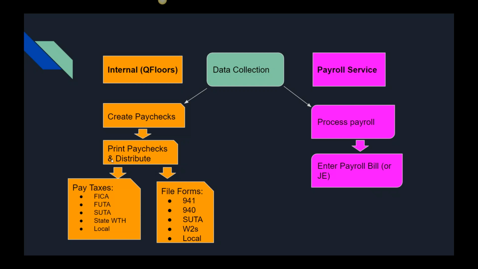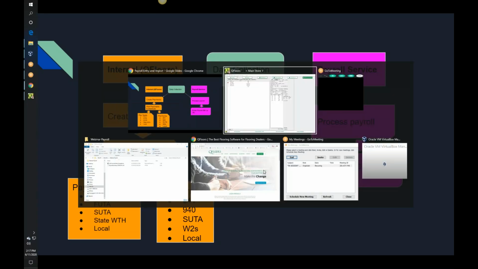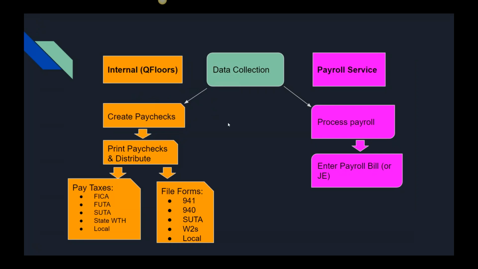Okay, so all of this stuff that's over here in this part of the thing, you don't ever have to worry about. The only thing you have to do after you process payroll through a payroll service is enter the payroll bill into QFloors to record the expenses associated with that payroll. So here it's kind of a two-step process. You process the payroll and then you enter the bill, and the rest of this stuff you don't have to worry about. Okay, all right, so sorry, let's go back here.